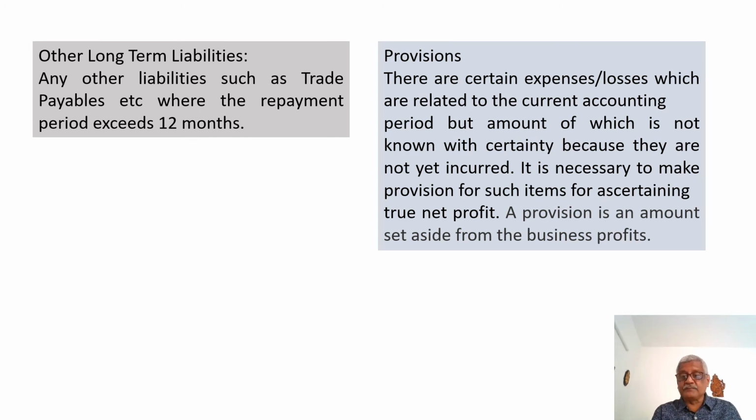First of all, let us understand what is meant by a provision. There are certain expenses or losses which are related to the current accounting period, but the amount of which is not known with certainty because they are not yet incurred. It is necessary to make provision for such items for ascertaining the true net profit. A provision is an amount set aside from the business profits. You are aware of the accounting concept called the concept of conservatism. That is, don't hide any profit, provide for all losses.